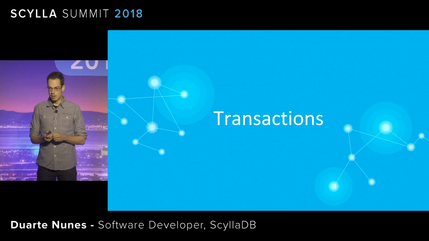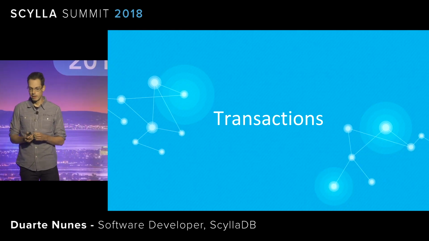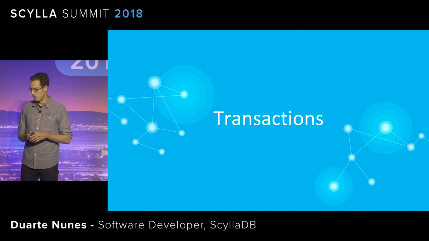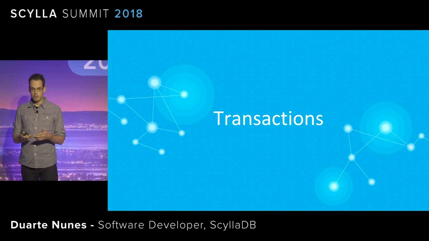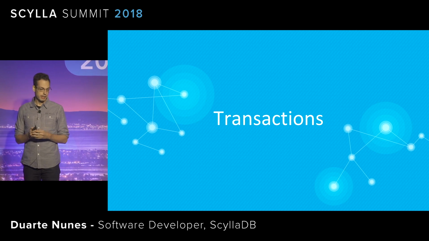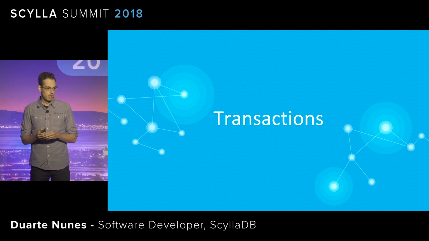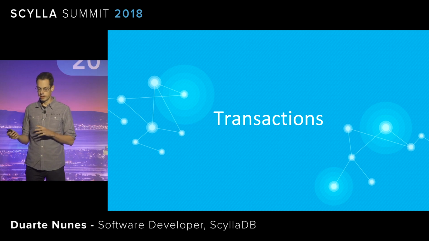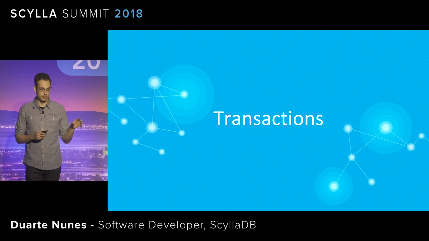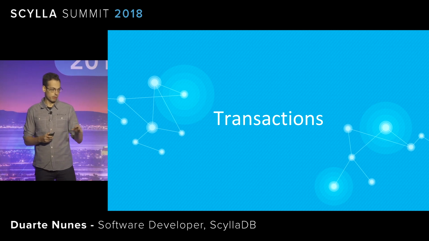So what I've been talking about so far applies within a single partition. However, we don't want to limit ourselves to this. We want to have multiple partition transactions, even though Raft groups are only responsible for a particular subset of the token range.